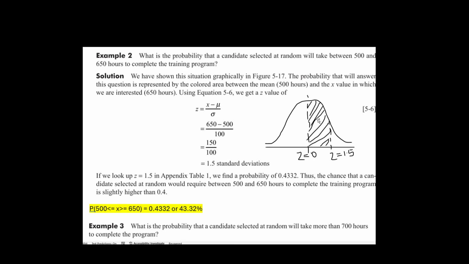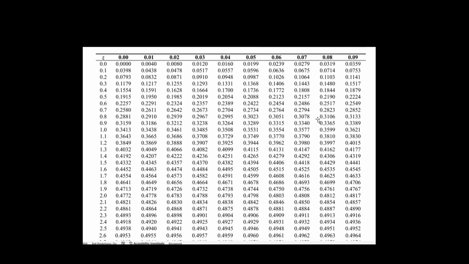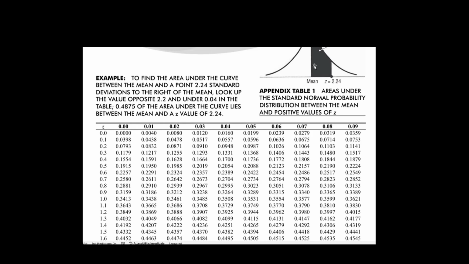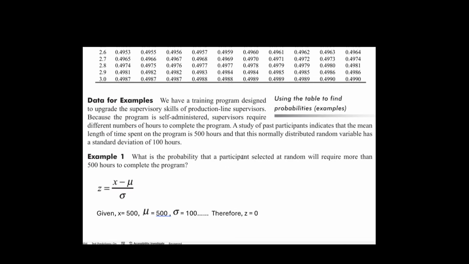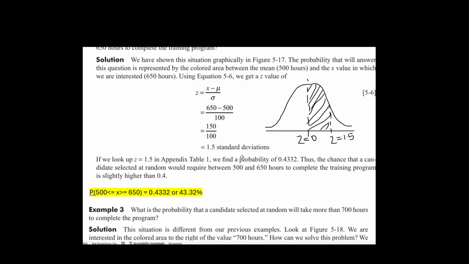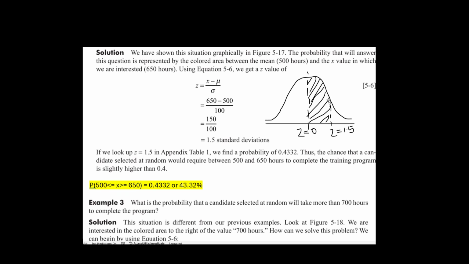When I go to my table, you will see for 1.5 we have the answer 0.4332. The area is 0.4332. So our answer is, the probability of finding a person taking between 500 hours and 650 hours is 43.32%.